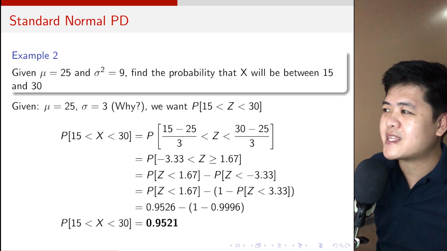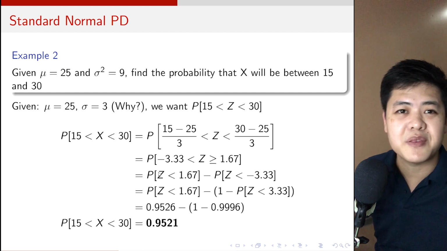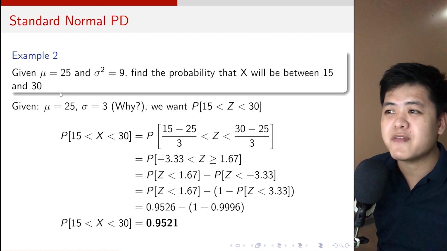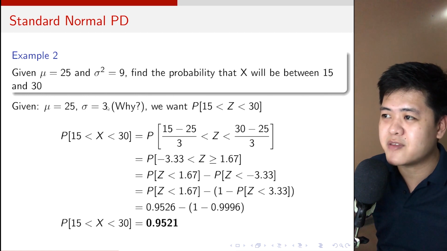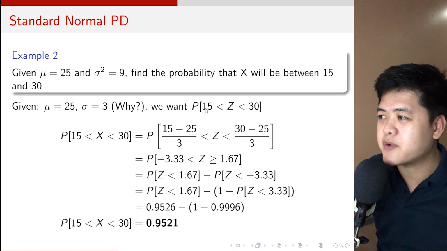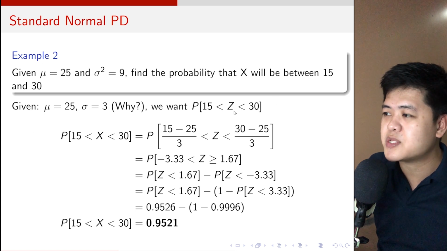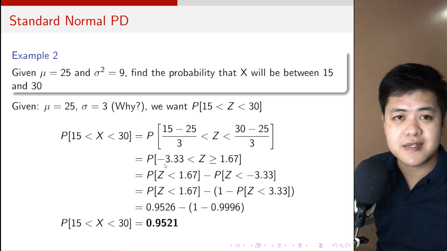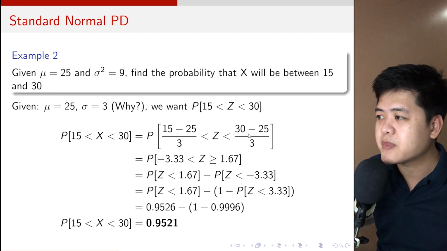Find the probability that x will be between 15 and 30. Again, we have the same given values. The mean is 25 and the standard deviation is 3. We want this. If this is what will happen, you have to convert 15 and 30 to standard z-scores. So 15 minus 25, the mean, divided by the standard deviation, the answer is negative 3.33. And then 30 minus 25 divided by 3, the answer is 1.67.